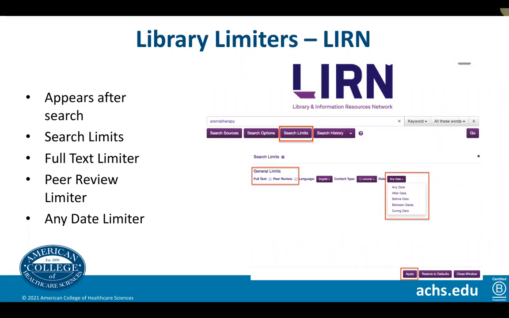You probably noticed in the previous screenshot as well that there's also a document type, or there might be a language limiter, and those are also common as well. So if you feel the need to limit to a specific language or limit to a specific document type, such as a journal article, magazine, or newspaper, you also have the option to do so with these limiters.